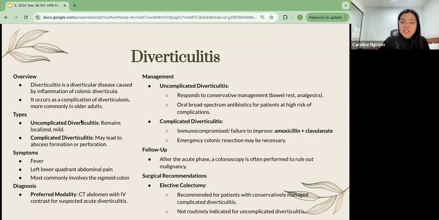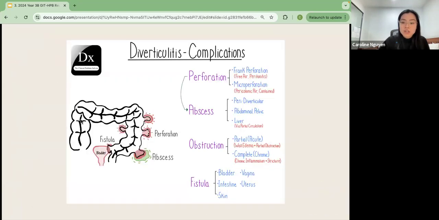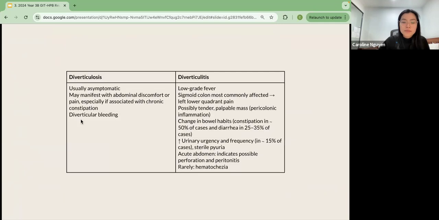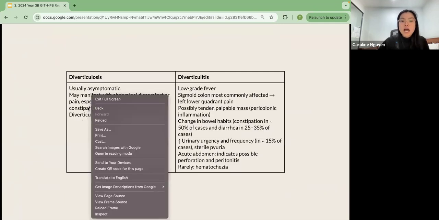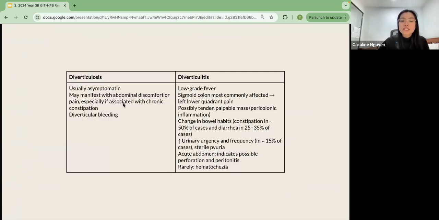And surgical recommendations: a colectomy, take it out, and then you solve the problem. Remember the main differences: diverticulosis causes diverticular bleeding. This is a painless bleed. Diverticulitis doesn't cause bleeding. I think I was confused with this last year. It's rarely hematochezia because this is infection and inflammation, and the other is the bleed.